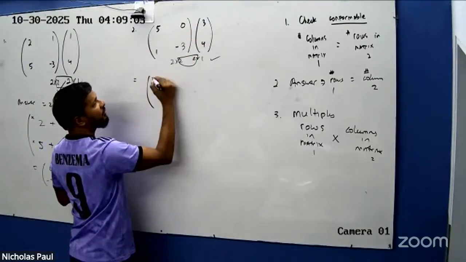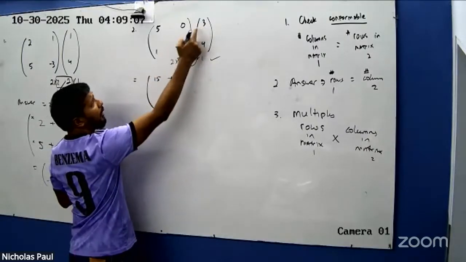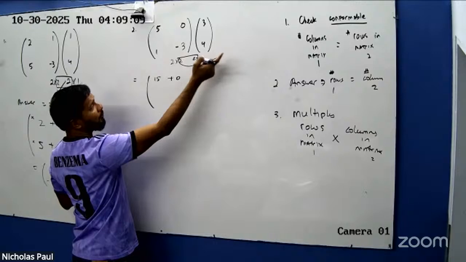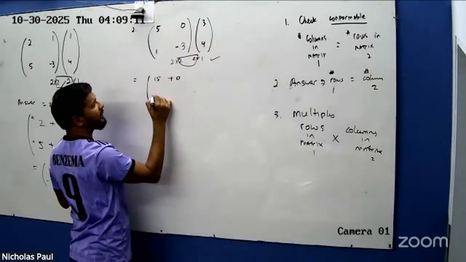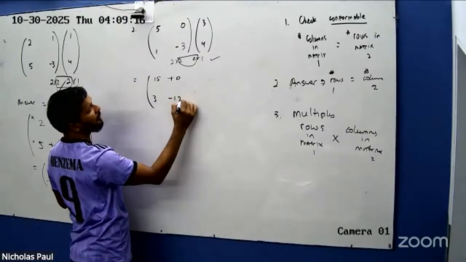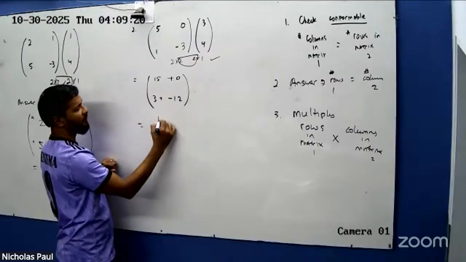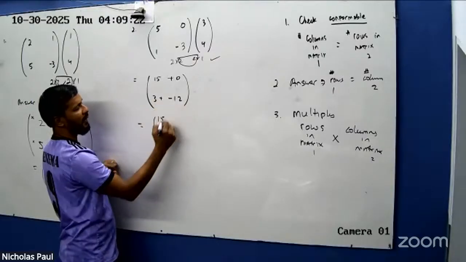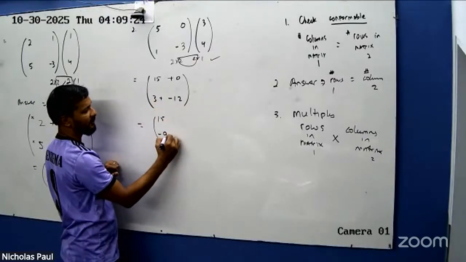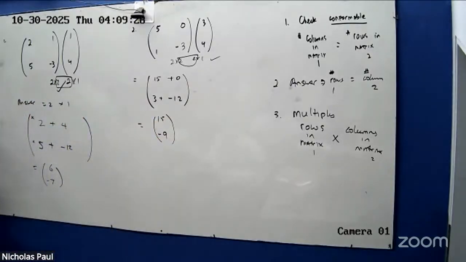Right? So we're multiplying now row by column. 5 by 3, that's 15. 0 by 4 is 0. And we're done, because there are no more columns. 1 by 3 is minus 3, by 4 is minus 12. 15 plus 0 is 15. 3 plus minus 12 is minus 9. 15 minus 9. Everybody okay with that?